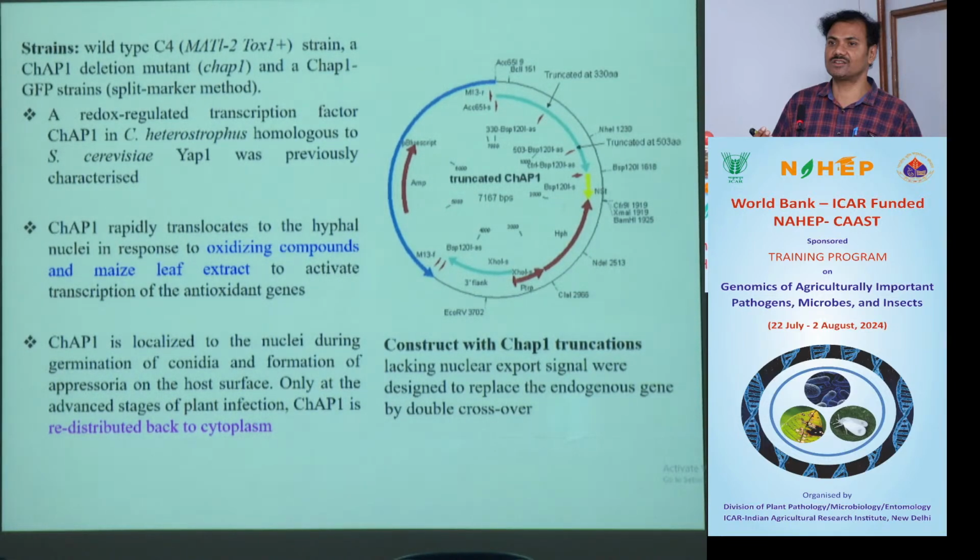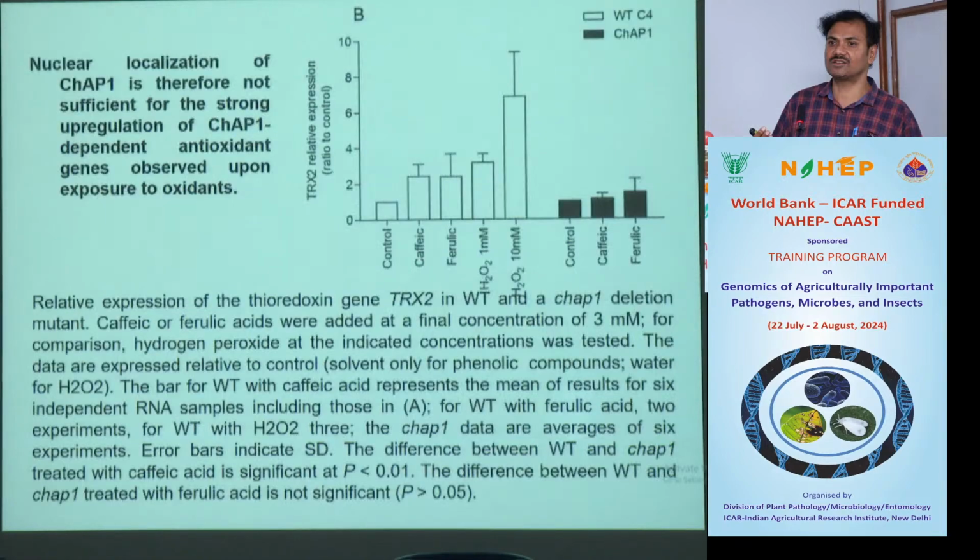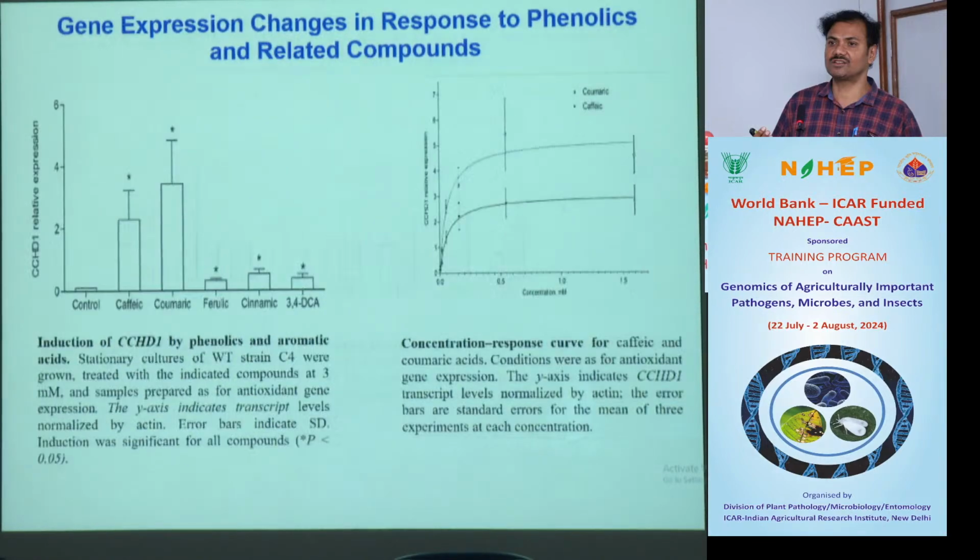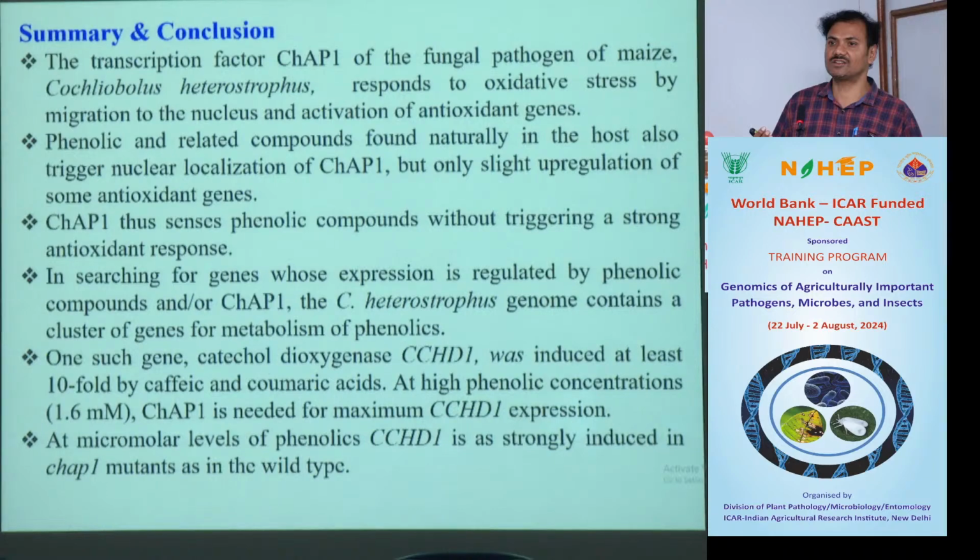So at the end of the day, after this work, what we could find is this summary: the pathogen recognizes the host signals by two signal transduction pathways, one for oxidative stress and the other for the phenolics in a different way.